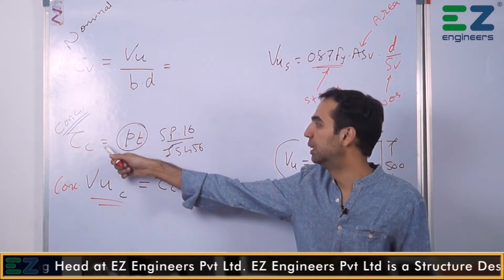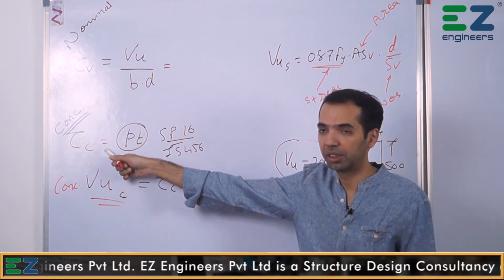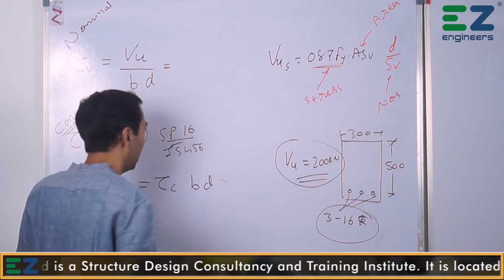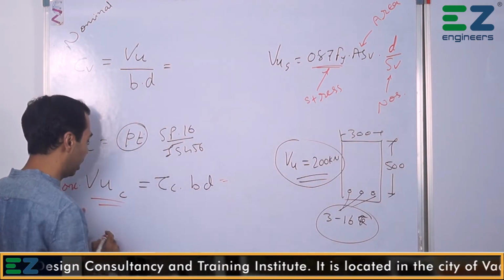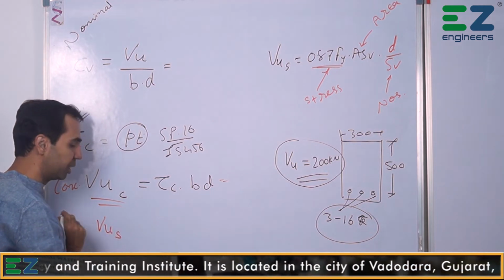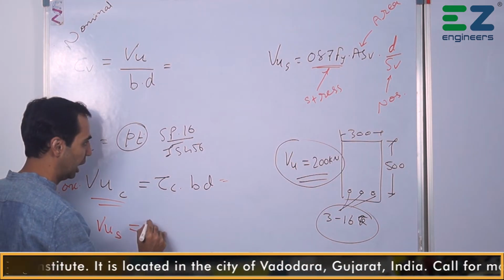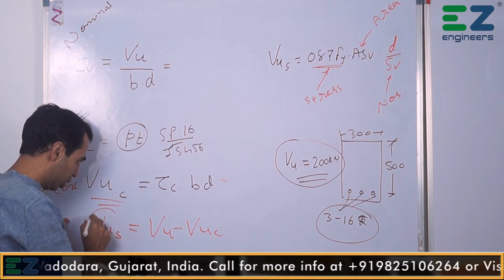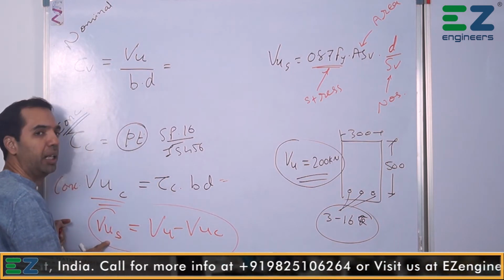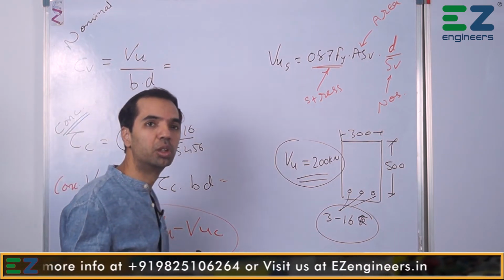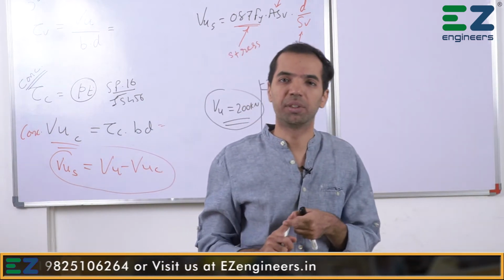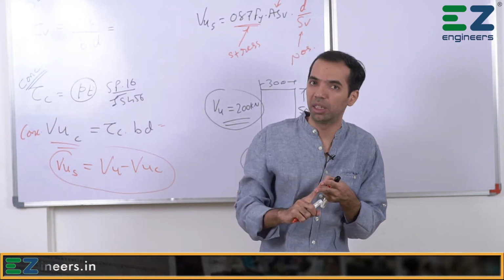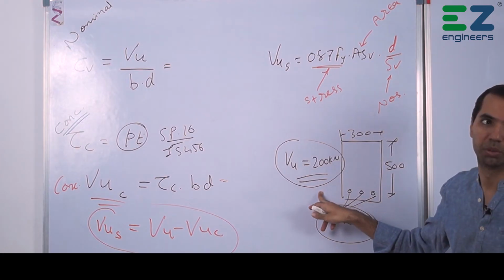This is force, this is stress, this is shear force, this is stress. So stress multiplied by area, and this is total, so the remaining will be by stirrups, Vus, that will be equal to Vu minus Vuc. So from this we will get the shear force for which we need to design our stirrups. Okay, shear force taken by concrete, shear force taken by stirrups, and the total shear force.